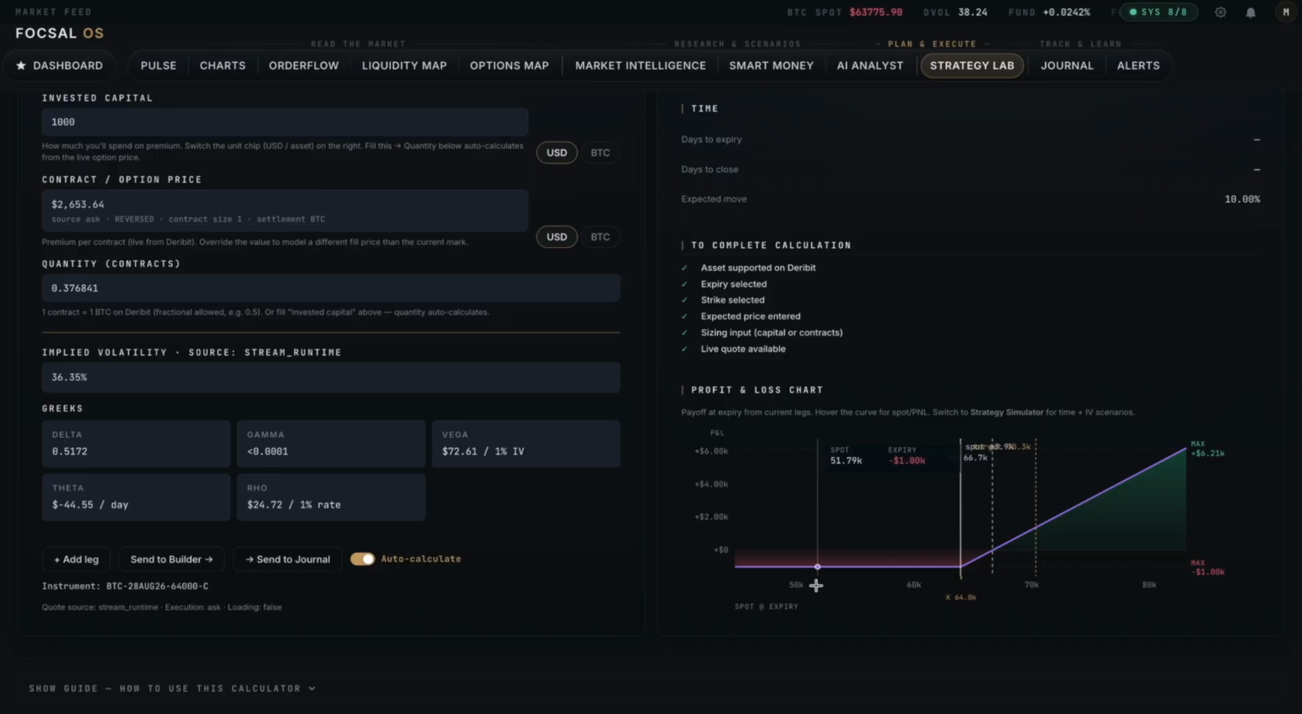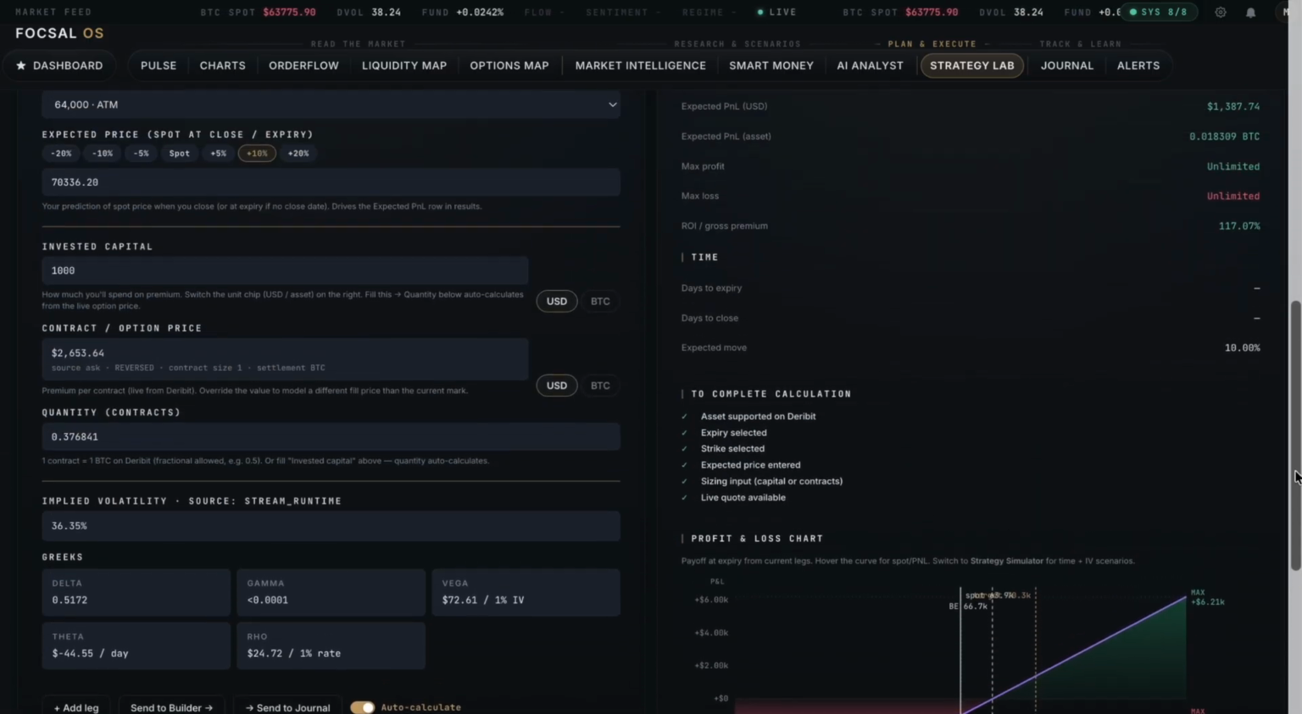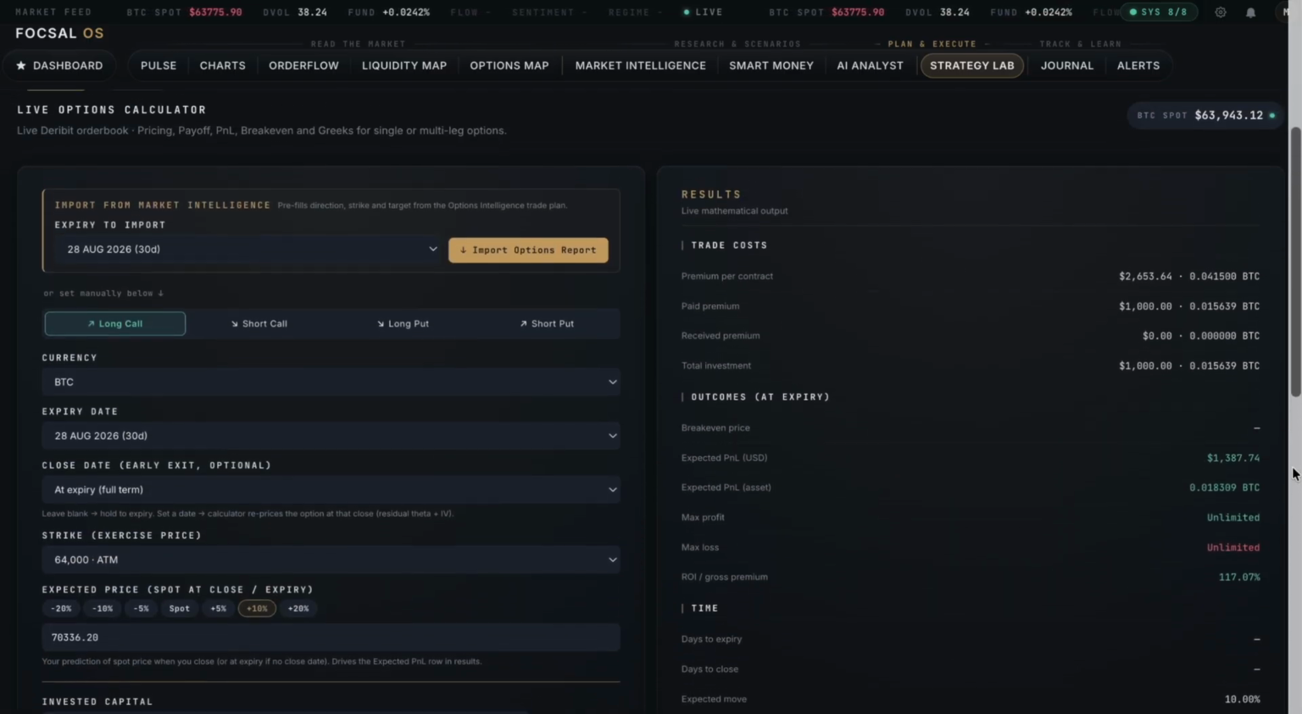This line shows what I'll have at different prices on expiry day. The flat part on the left is my maximum loss. No matter how far Bitcoin falls, I lose exactly that much and no more. Where the line crosses zero, that's break even. And everything to the right of it is profit, rising in a straight line with the price.